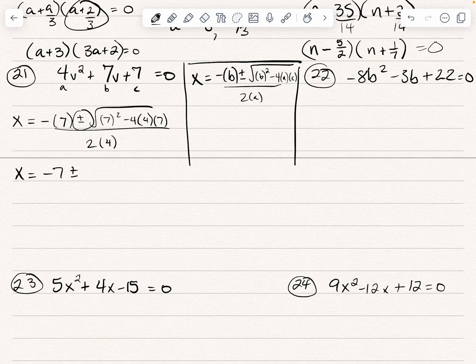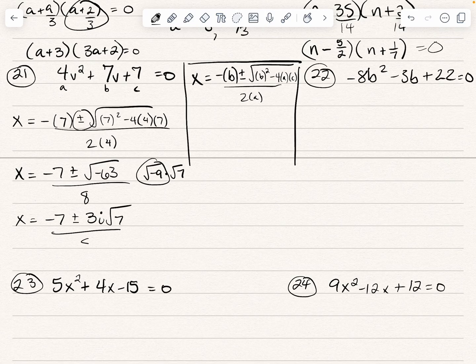All right, I'm going to show you how to do this by hand. Our discriminant here under the square root, that's going to be 7 squared, which is 49, minus 4 times 4 times 7. That's going to give me a negative 63 under the square root, all over 8. Negative 63 can be split up into negative 9 times 7. So negative 9 will give me a plus or minus 3i times the square root of 7, all over 8. So that will be the simplest form for this one with the quadratic formula being applied here.